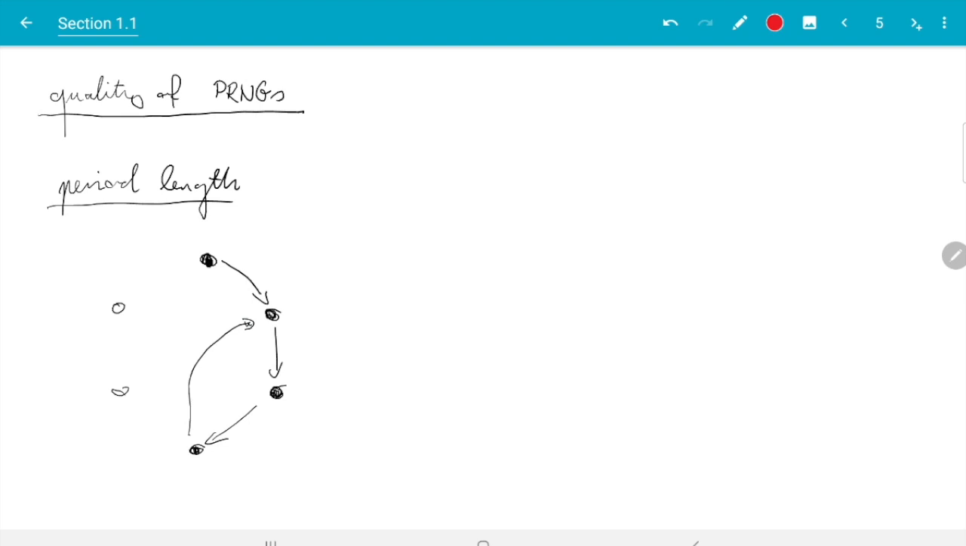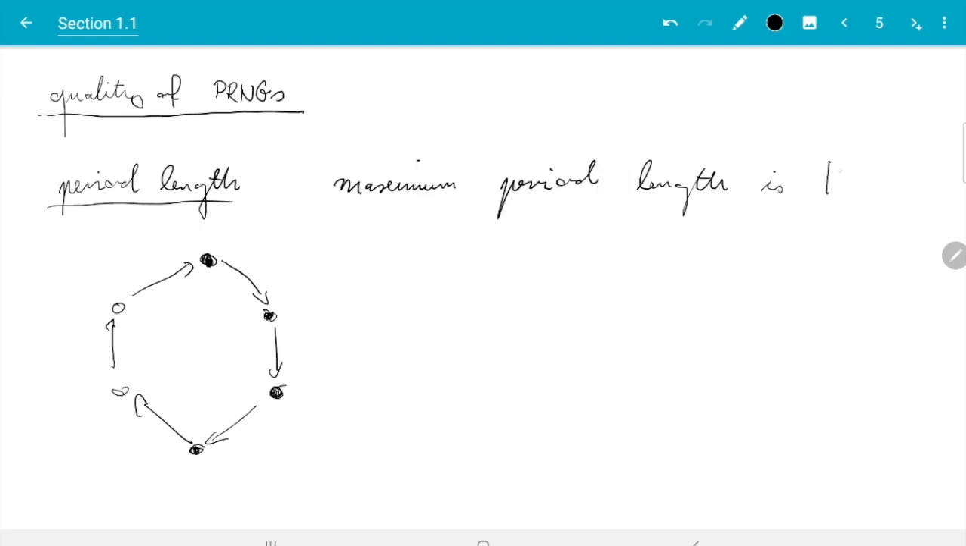Since computers have finite memory, we cannot have a state space which is infinite. The states must fit in memory, so there can only be finitely many states. For this reason, it will always happen that eventually we come back to a state we have already had. It's only finitely many, so we cannot do infinitely many steps and always go to new states. The best thing which can happen is if, say, we go like that, then we have a maximal cycle. The longest period we can have is the size of the state space. Maximum period length is the size of the state space.